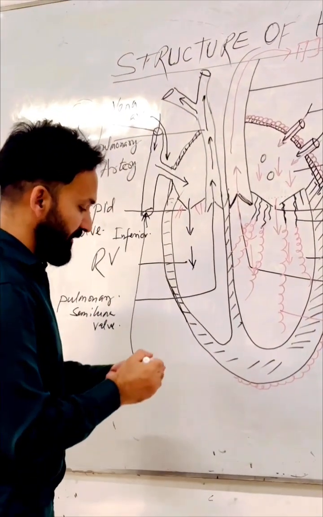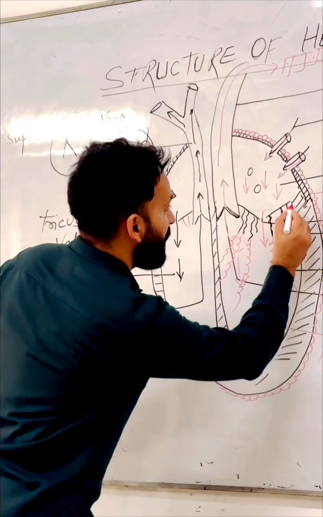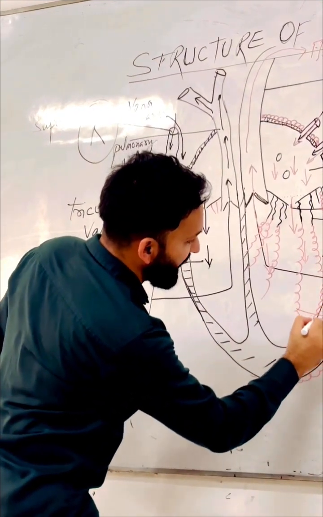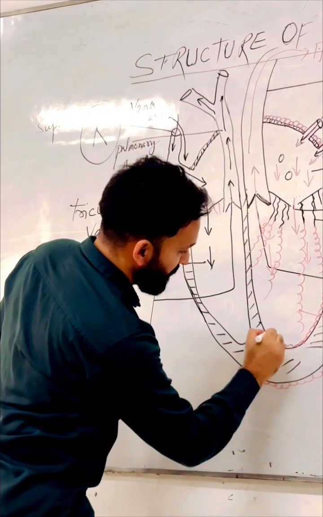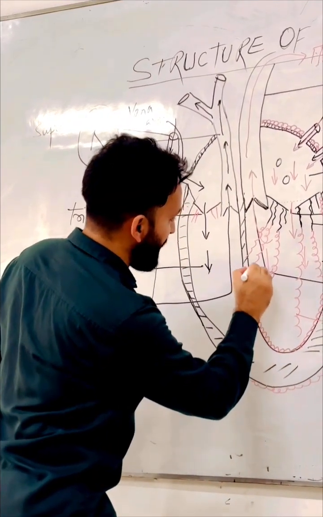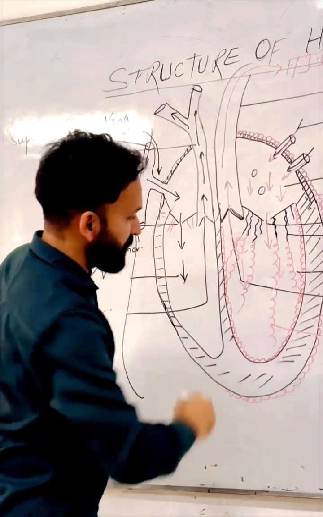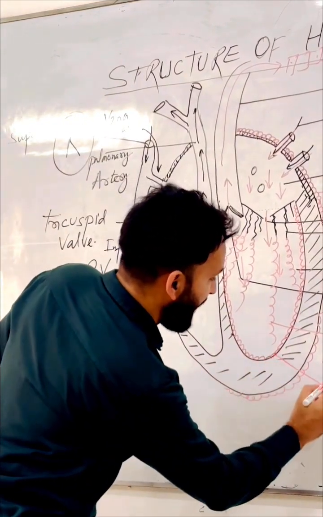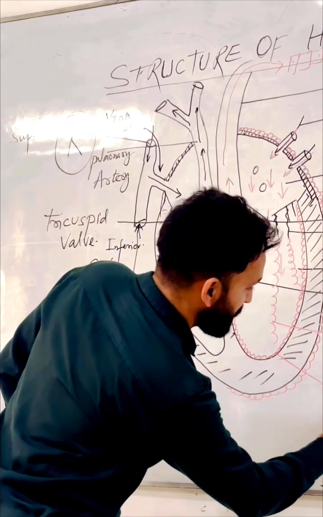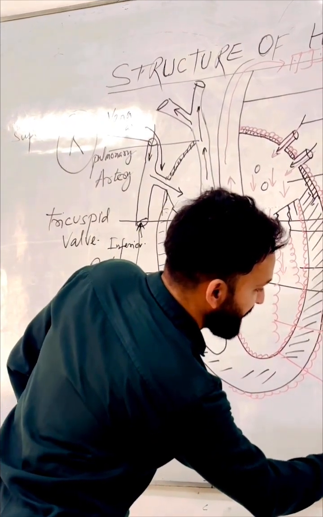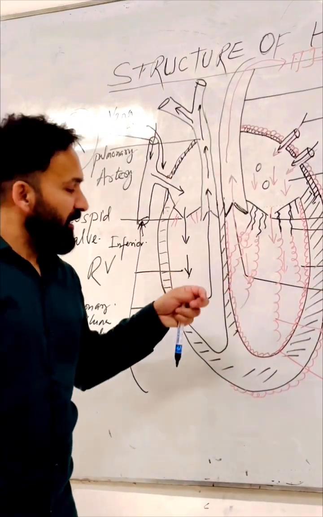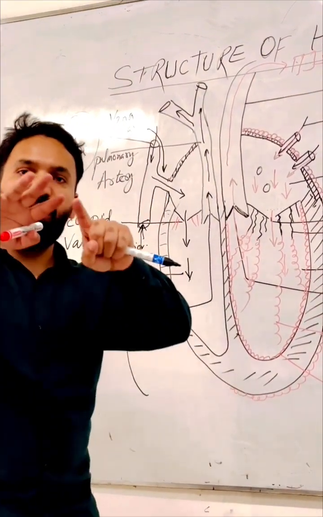Then on the inner side here, we have one more layer of cells. This layer is on the inner side of the heart, right? Because this is present towards the inner side, that's why we call it endocardium. Endo means inside, cardium means heart, right? And this is basically there so as to make the blood flow smooth.